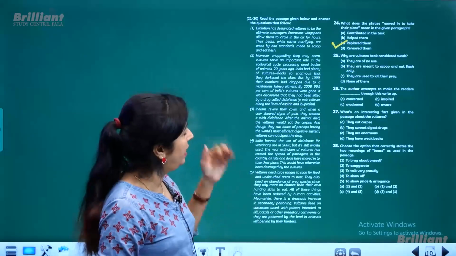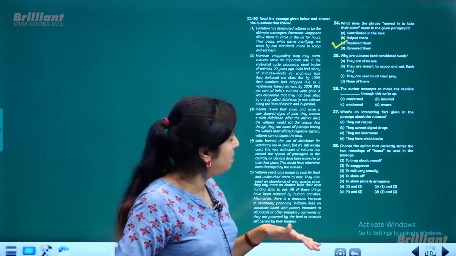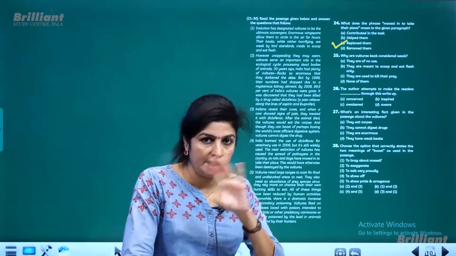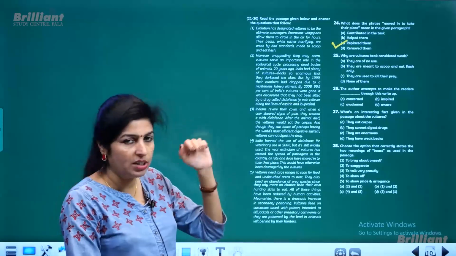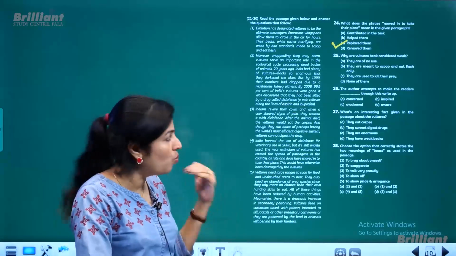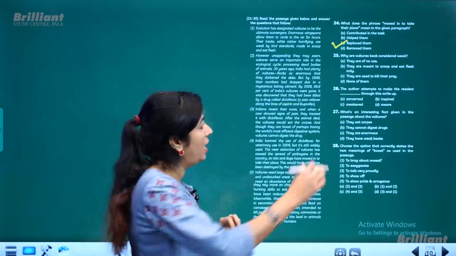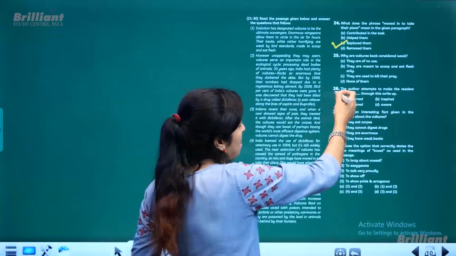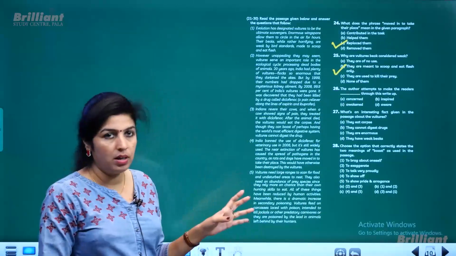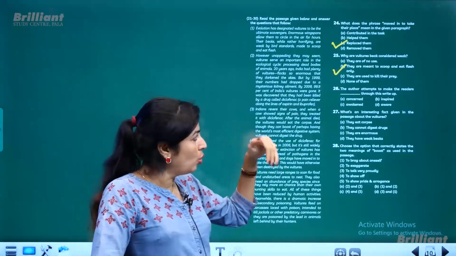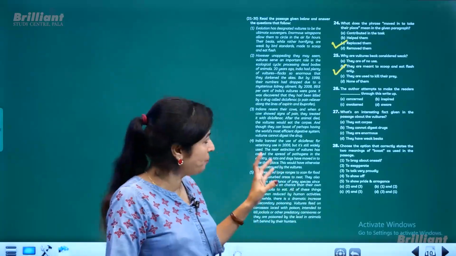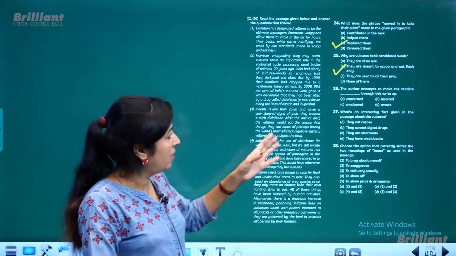Then next question. Why are vultures' beaks considered weak? Vultures, you know the shape of their beak, a kind of curved type, sharp and curved, but still it's taken as weak, not that strong. Why? What is the reason according to the passage? They are of no use? Of course, it's of use. They are meant to scoop and eat flesh only, and that is why it's weak. So they are meant to scoop and take flesh, not to pierce anything or anything like that. So this is the option.